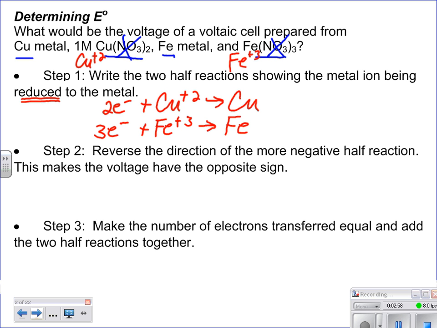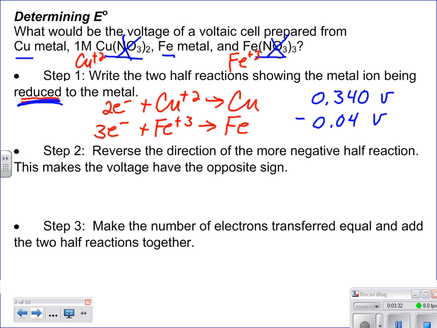We did this so that we could very easily look at our reduction potential tables and determine the voltages. And when we look, we see that the voltage for our copper reduction half reaction is 0.34 volts. And for our iron, it is negative 0.04 volts. But wait a minute, it's not possible to have two half reactions that are both reduction halves.